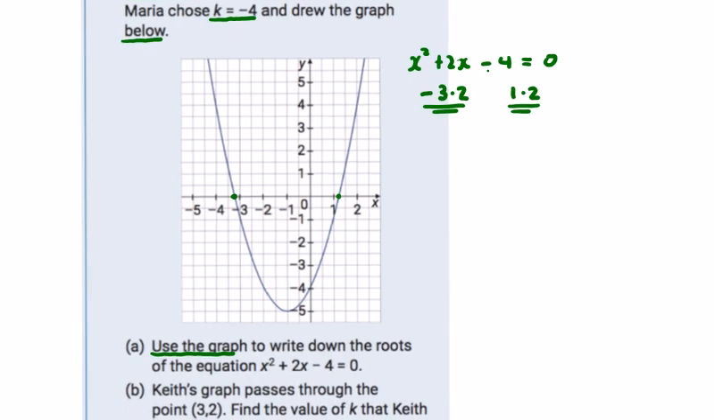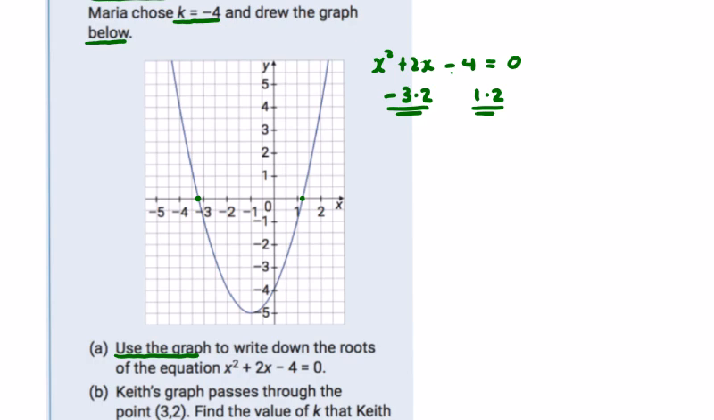Each graph passes through the point 3,2. So it's not on our graph. We're going to have to create it here. This will be 3, and then up to 2. So here.